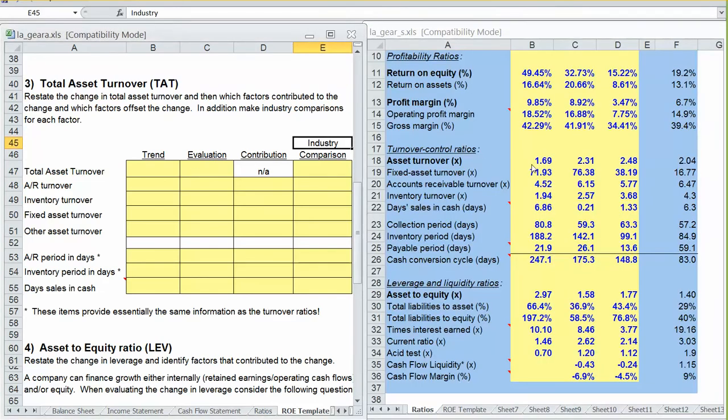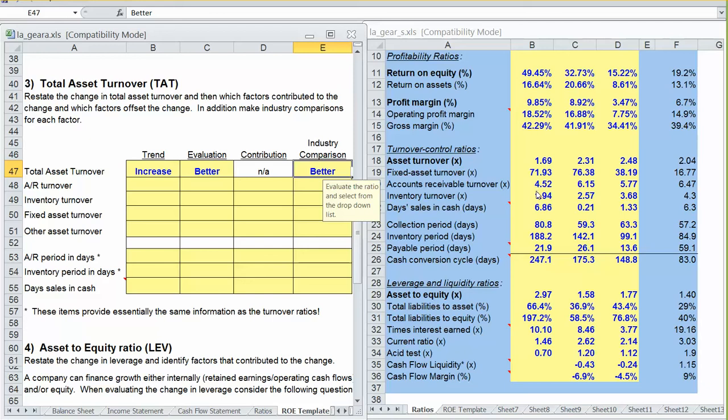Again, overall, our asset turnover ratio increased from 1.69 to 2.48. So overall, our asset turnover increased, and we said that means we've had an improvement in our operating performance. In terms of comparison to the industry, we're now generating $2.48 in sales for every dollar in assets. The industry is only at 2, so we are definitely more efficient than the industry average. Let's look at the individual components.